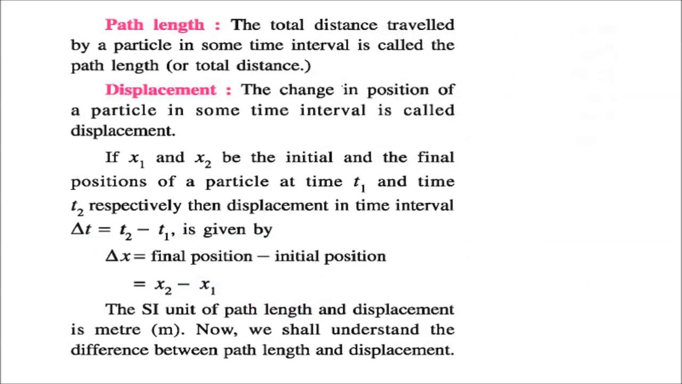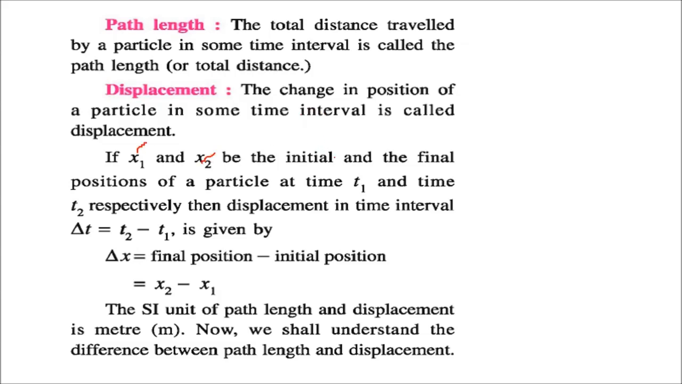So what is the path length? The path length is the total distance traveled by a particle in some time interval. This is called the path length or total distance. It means how much you have traveled is computed totally, and that is the path length. But the displacement is something different. That is the change in position of a particle in some time interval. This is the displacement. So there is a difference.